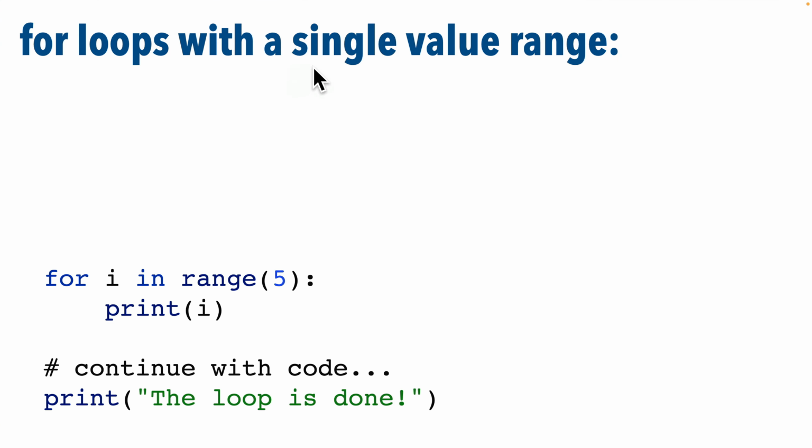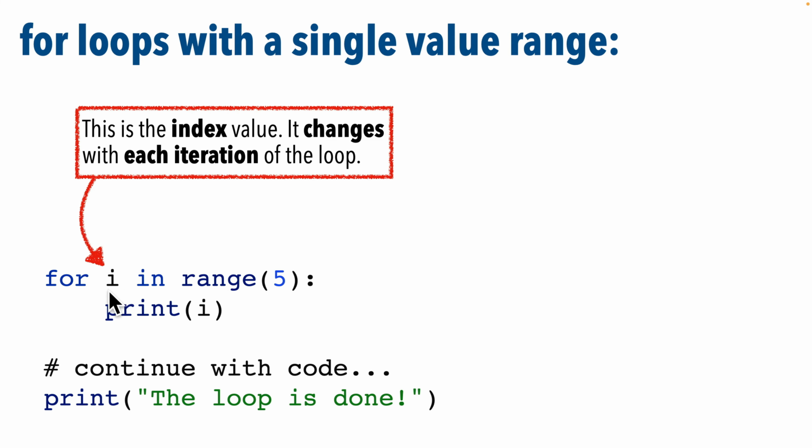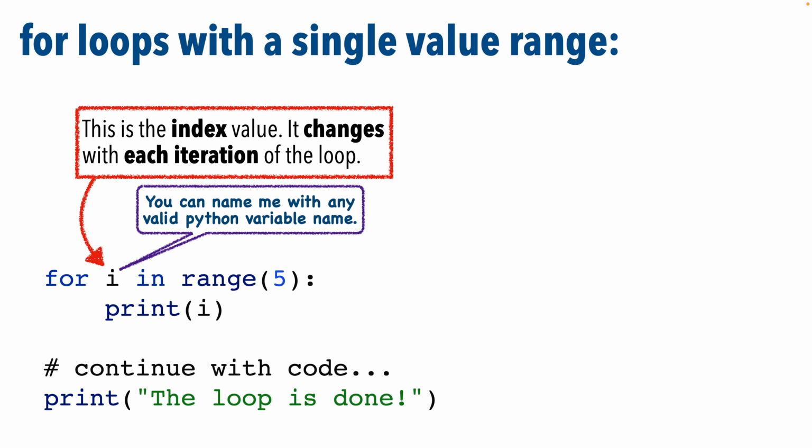Now, there are different types of for loops in Python. This first one we're going to take a look at is the single value range. We say for, F-O-R, then give a variable name that will act as our index value. And this is going to change and increment each time we pass through the loop. So here the index value is named I, but we could use any valid Python variable name. You'll most commonly see index values named I, X, or the word index, but that's totally up to you. Sometimes another name might make sense.